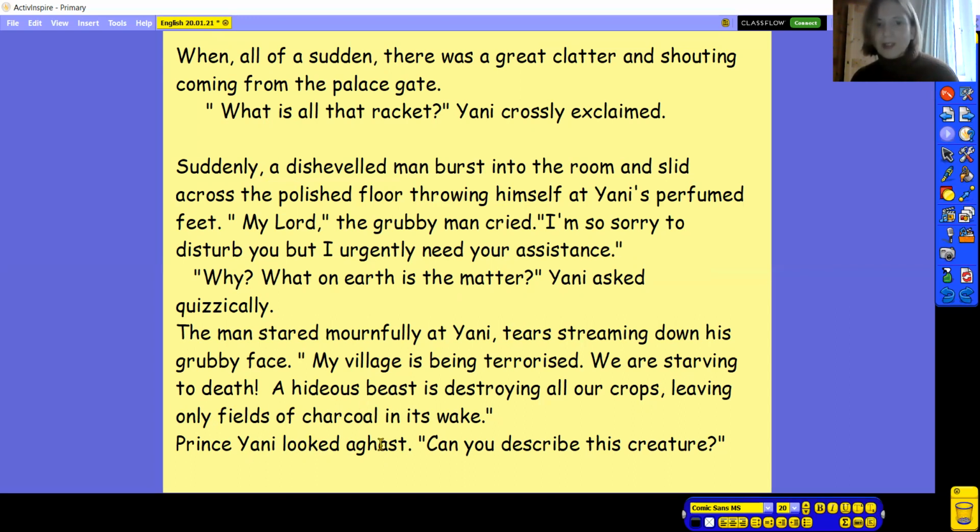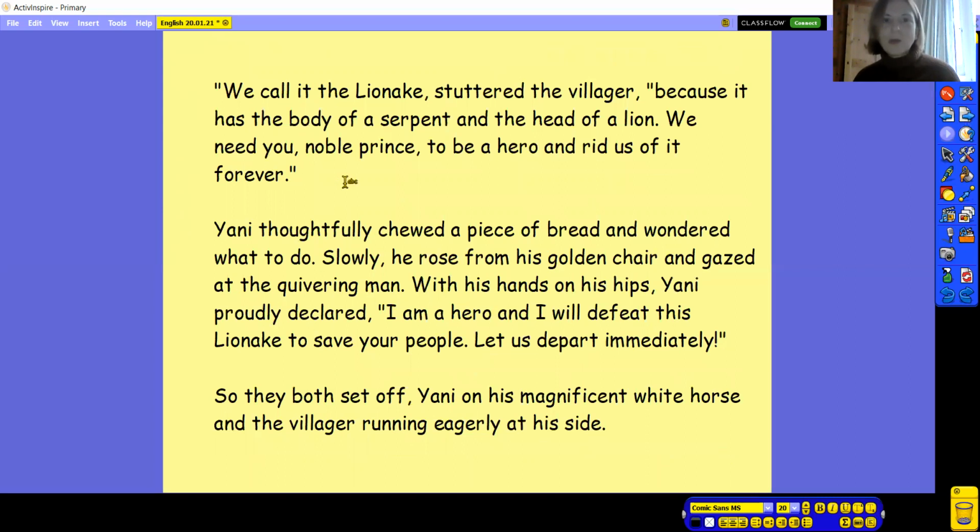Prince Yanni looked aghast. That means was shocked. "Can you describe this creature?" So again, this is really a plot so that the reader gets an image in their head of what this creature looks like. "We call it the lion egg," stuttered the villager, "because it has the body of a serpent and the head of a lion. We need you, noble prince, to be a hero and rid us of it forever." Now, I didn't realise when I invented this lion egg, it's quite similar to the chimera, but never mind.